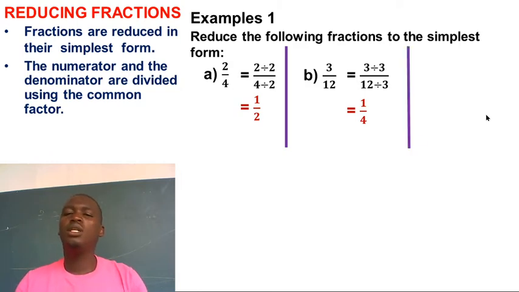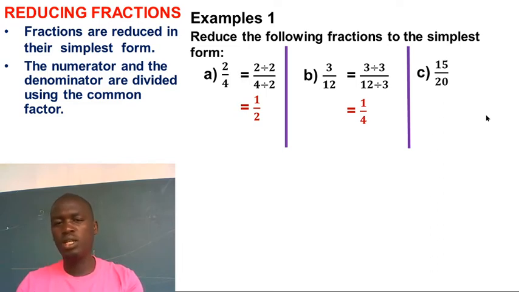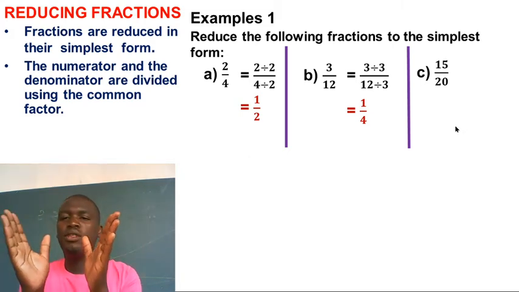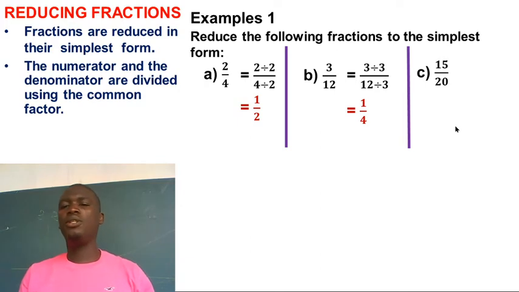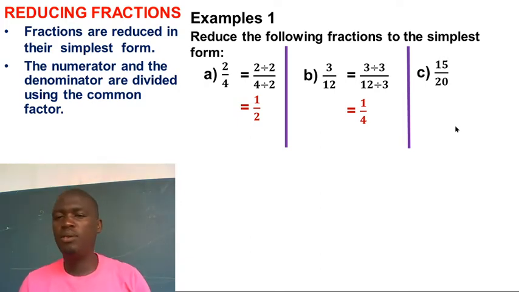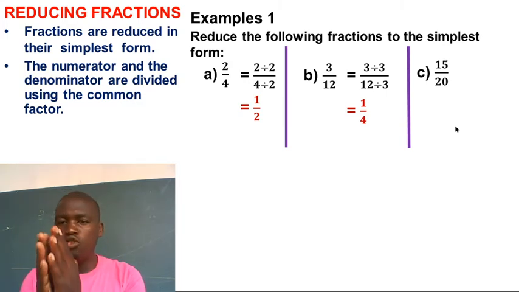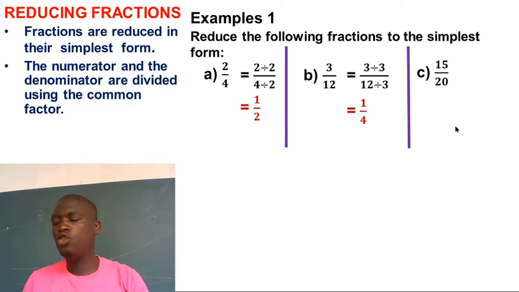Let's look at C. Our C is 15 out of 20. When you look at 5 there, and here is 20, we always say numbers that end with 5 or with 0 are all multiples of 5. You will learn this in patterns and sequences, the divisibility test. So when we divide 15 by 5, we should be able to get the answer. When you divide 20 by 5, you should also be able to get the answer.